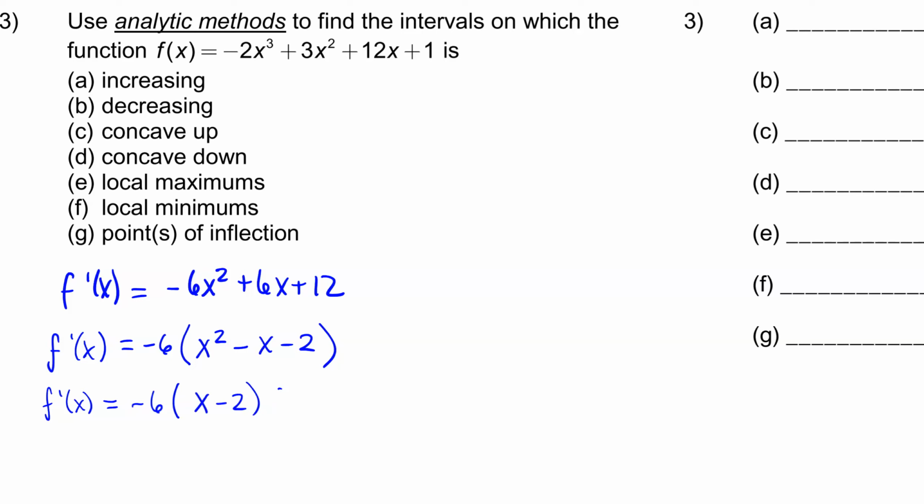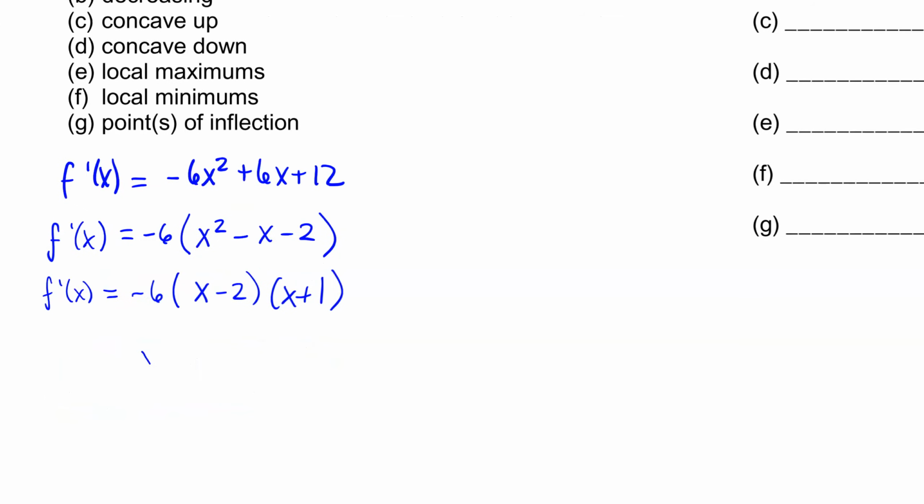All right, x minus 2, x plus 1. So we have two solutions, 2 and negative 1. These are going to be our critical points.